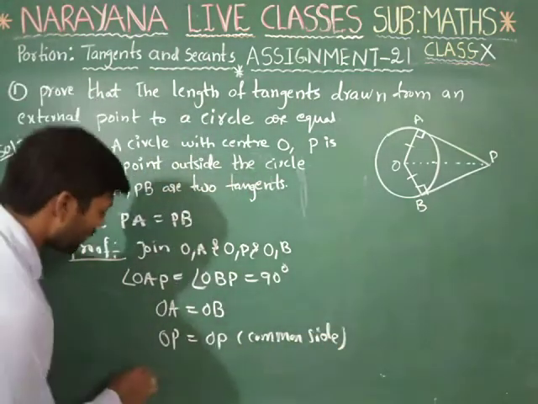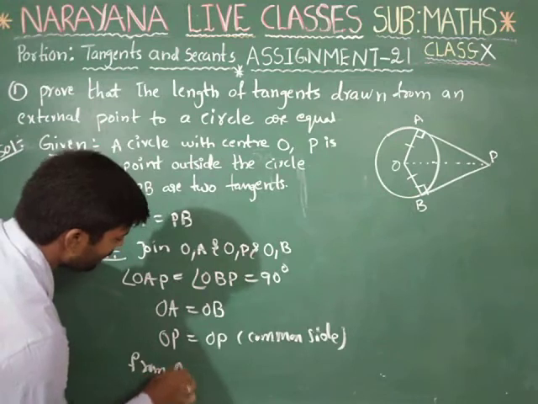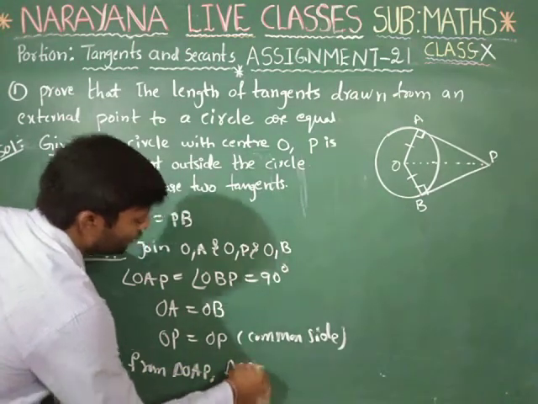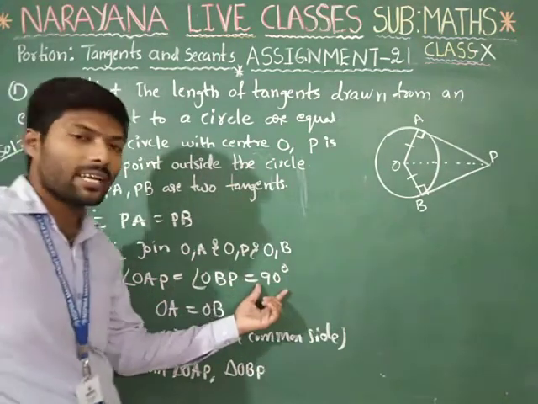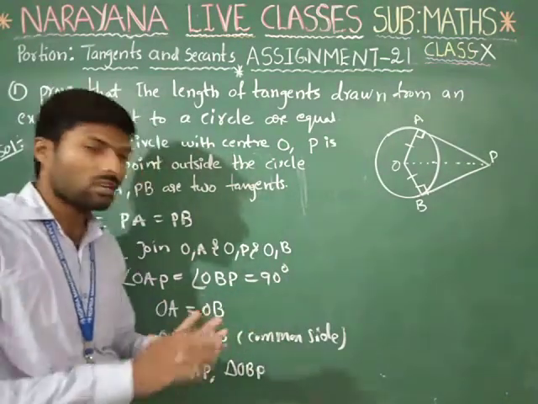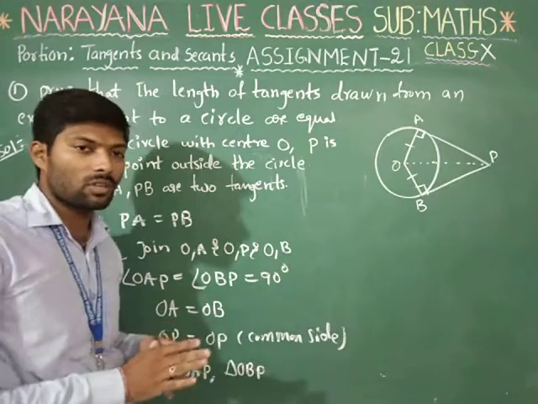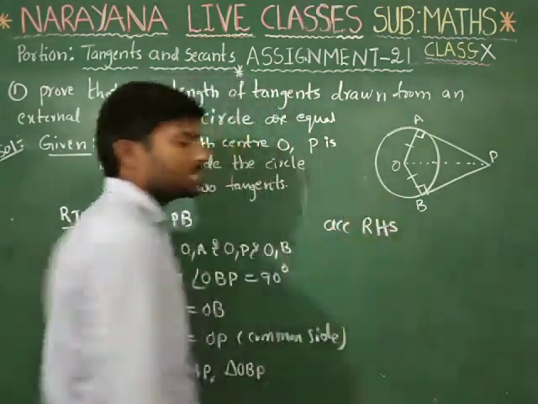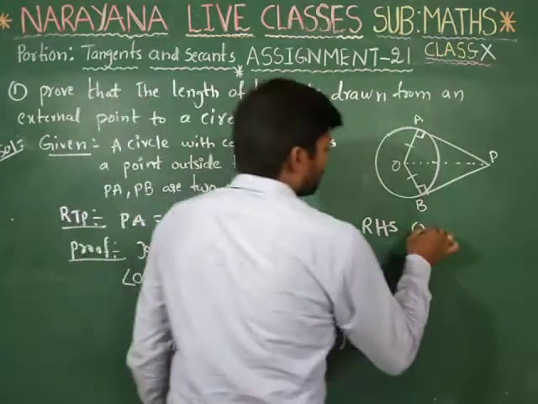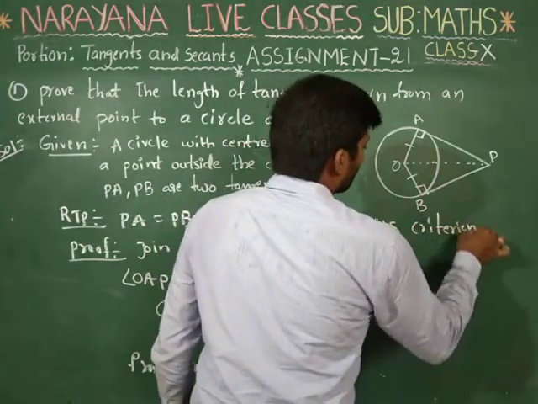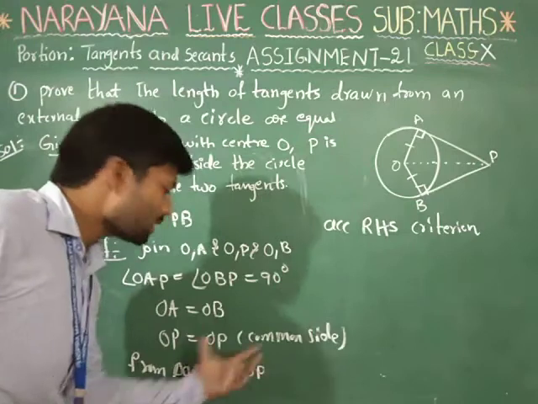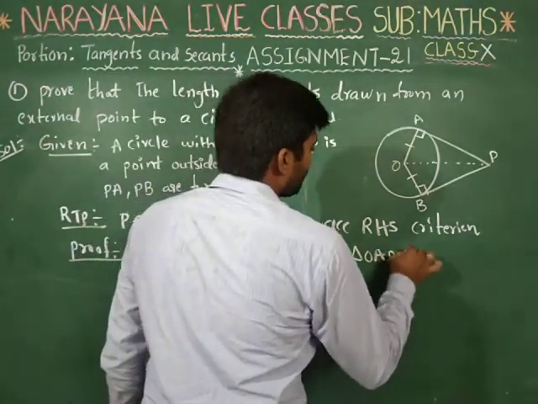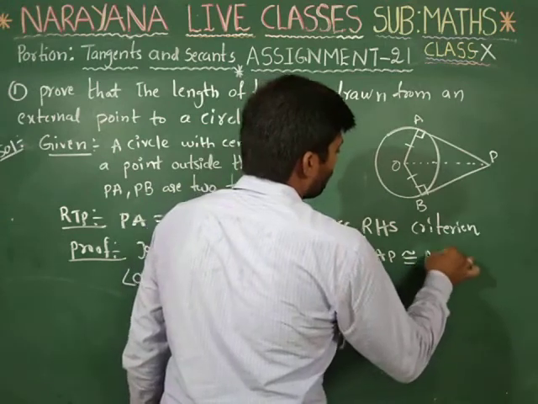Okay. So from triangle OAP and triangle OBP, here there is one right angle of 90 degrees and two sides are equal. So according to the right angle hypotenuse side, that is the RHS criterion, we can say these two triangles are congruent to each other. That is triangle OAP is congruent to triangle OBP.